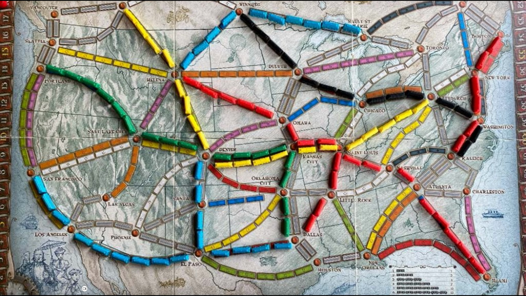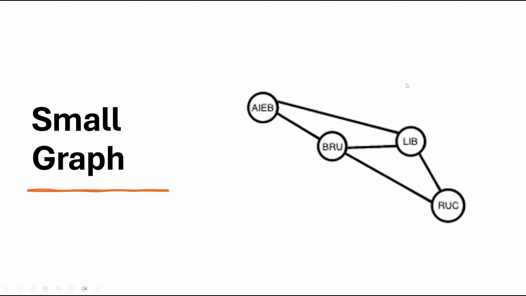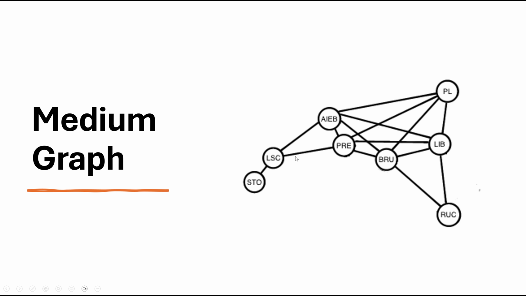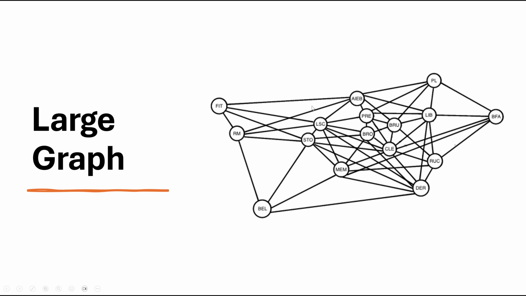So this inspired our small graph for our project, which included 4 vertices: AIEB's the new engineering building, BRU's Bruner, LIB's library, and RUC is the Roden University Center. We created such a small graph because we didn't know how much time we would have as college students. Eventually, this evolved to a medium graph where we added 4 new vertices. And shockingly, we had enough time to make a large graph with 8 additional vertices.